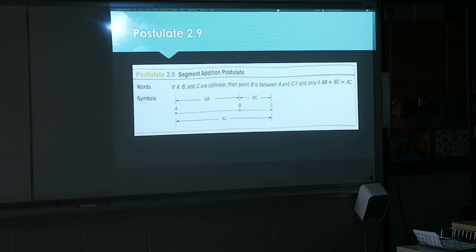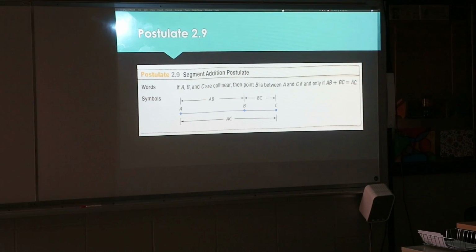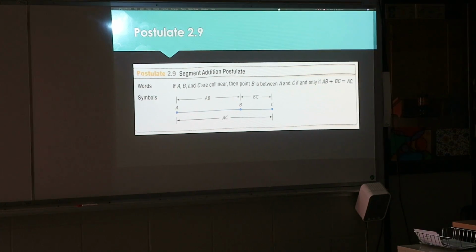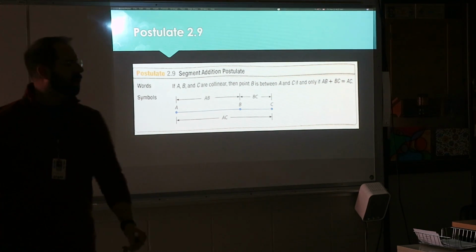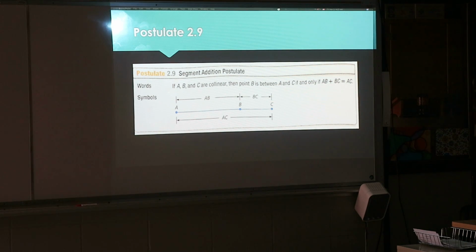Segment addition. Postulate 2.9. A and B and C are collinear. What does collinear mean again? Same line. Okay, they're all on the same line. Point B is somewhere in between them. Doesn't matter where, just somewhere in between. So B is in between A and C if and only if you can add the segments together to make the big stick.